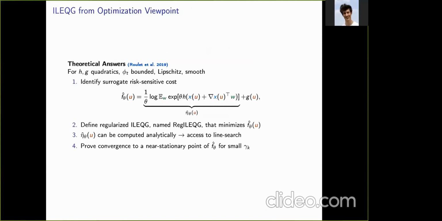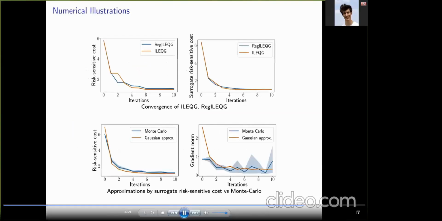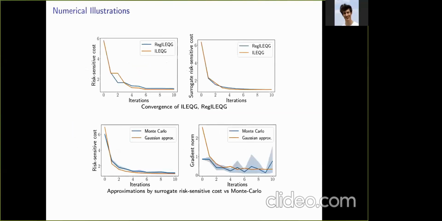So we took an optimization viewpoint and we identified a surrogate risk-sensitive cost that can be minimized by a regularized version of the previous algorithm. We can then have access to a line search, and we can then prove convergence to a near stationary point. In terms of numerical illustrations, both algorithms behave similarly, but our surrogate cost can be computed exactly rather than with the noise that you would have by using a Monte Carlo approximation.